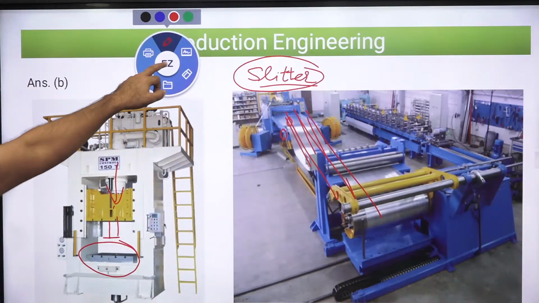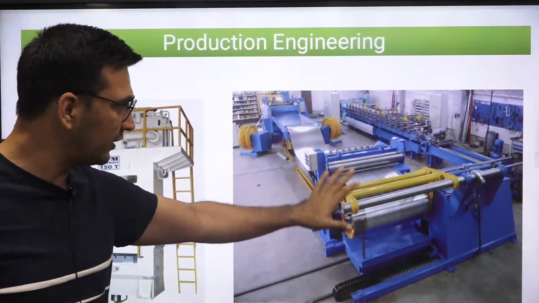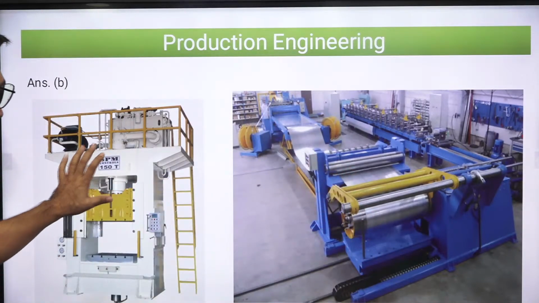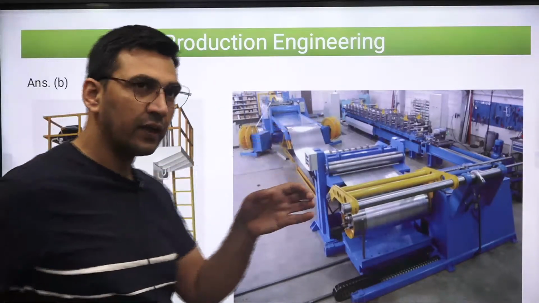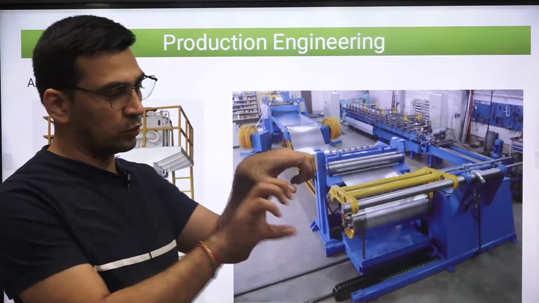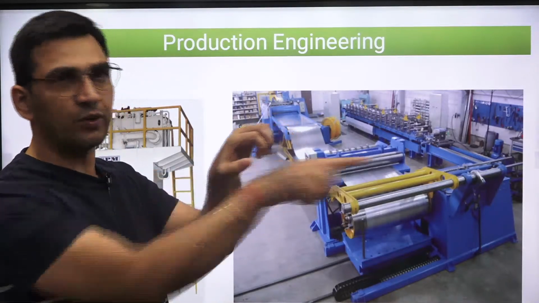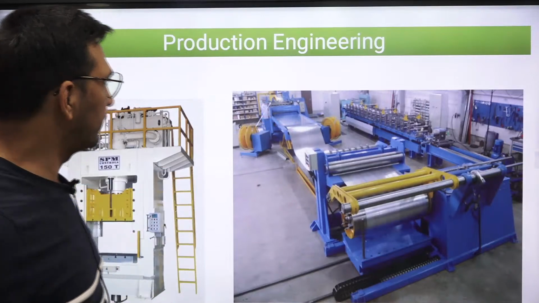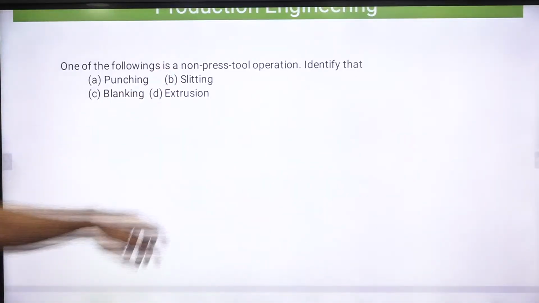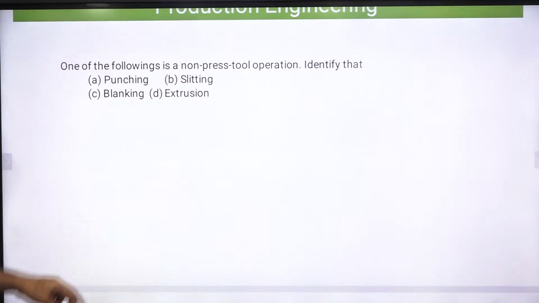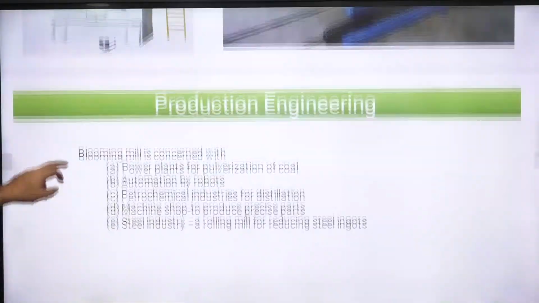This is not a press machine, but a slitter, and the whole mechanism is entirely different. Here we are applying the force with the help of a ram, whereas over here we have cutters, two discs with very sharp edges rotating, and when the sheet passes, it will cut that sheet. So that is the difference. Slitting is not a press tool; the others fall under the category of press tools.